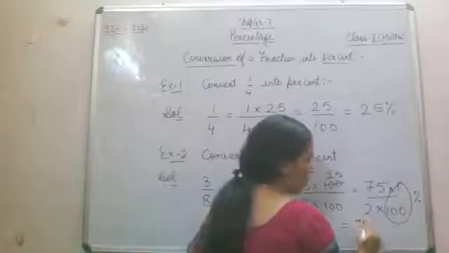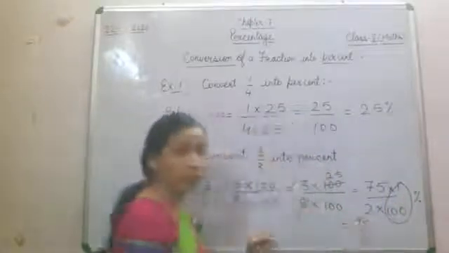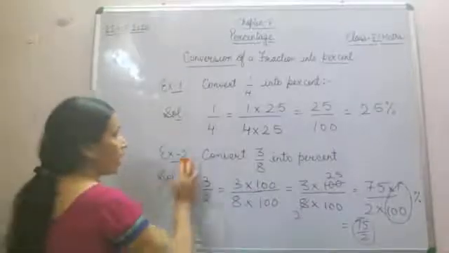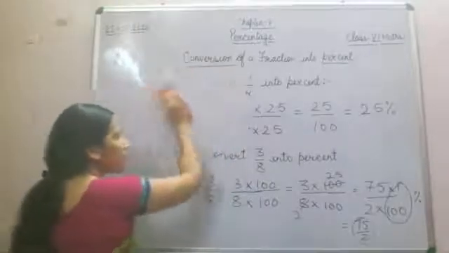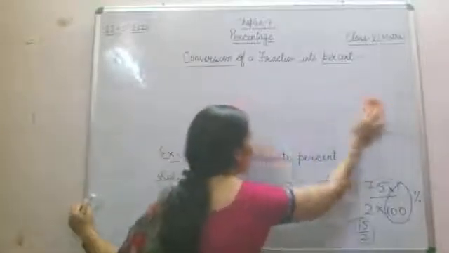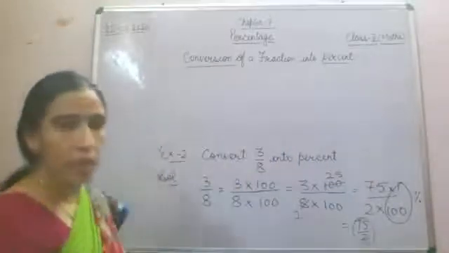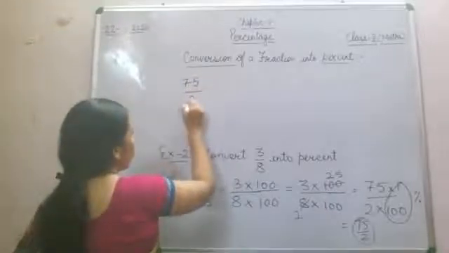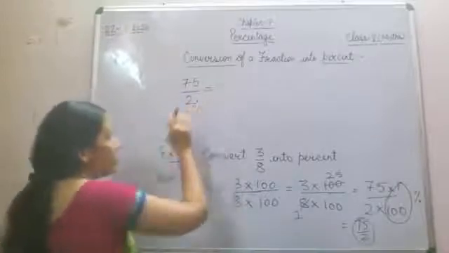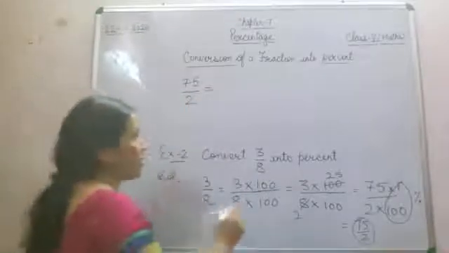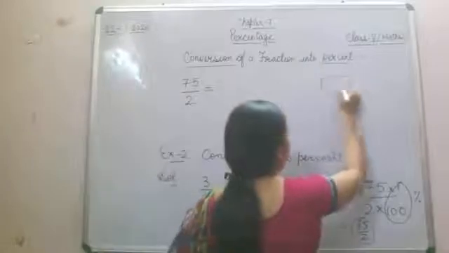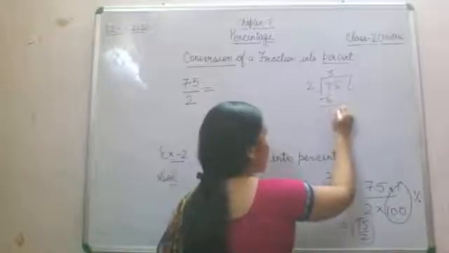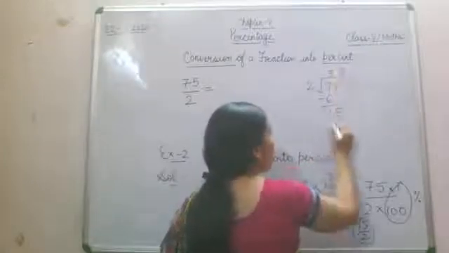Now 75 by 2 is an improper fraction, that we will change into a mixed fraction. So what will we do in this question? Now here, see above, 75 by 2. We'll reduce it into a mixed fraction. Do the division, 75 divided by 2. 2 3s are 6, 1 5, 2 7s are 14.